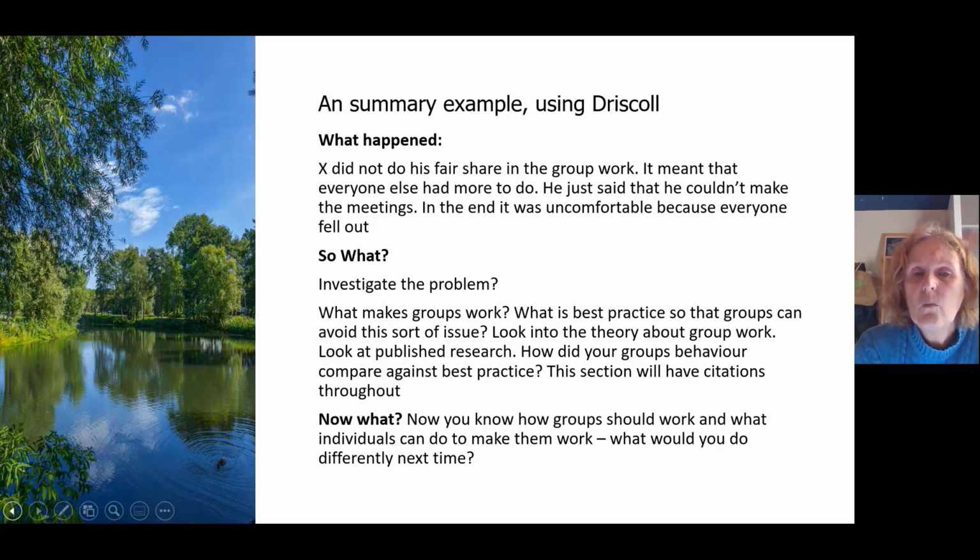In the third part, the now what, you now would know what to do next time you meet this situation. So what would you do differently next time? So that's what the now what would be about. What have you learned from this investigation? So that's a very simple reflective model. What happened, so what, and now what?